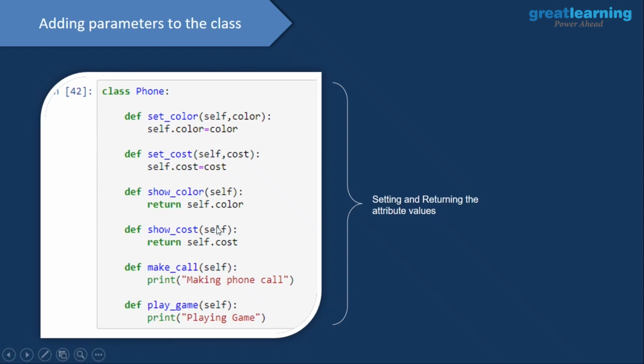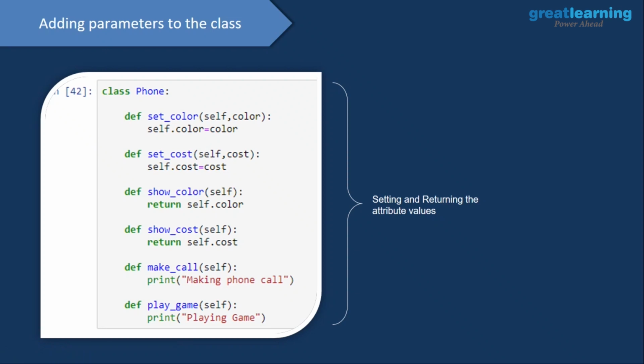This takes in only one parameter, which is self, and I'll go ahead and return. Here, as you see, I will have return self.cost. And these are the additional methods which I have, and then I have the same methods which are make call and play game. Inside make call, all we are doing is printing out making a phone call, and inside play game, all we are doing is printing out playing a game.